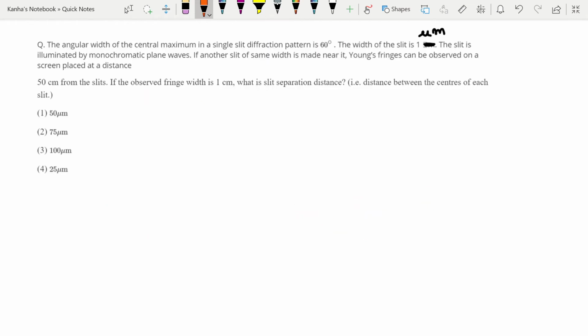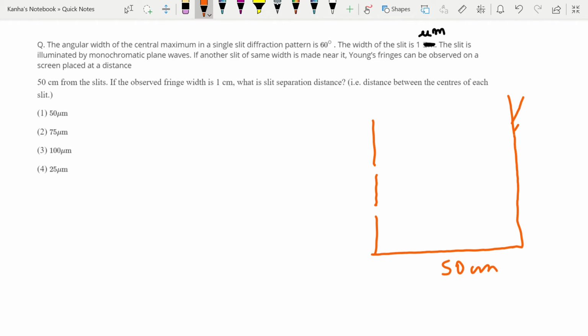Let's solve another question. The angular width of the central maximum in a single slit diffraction pattern is 60 degrees. The width of the slit is 1 micrometer. The slit is illuminated by monochromatic plane waves. If another slit of the same width is made near it, Young's fringes can be observed on the screen placed at a distance of 50 cm from the slits. So you had a slit over here, you placed another slit. This was 50 cm. This was the screen.